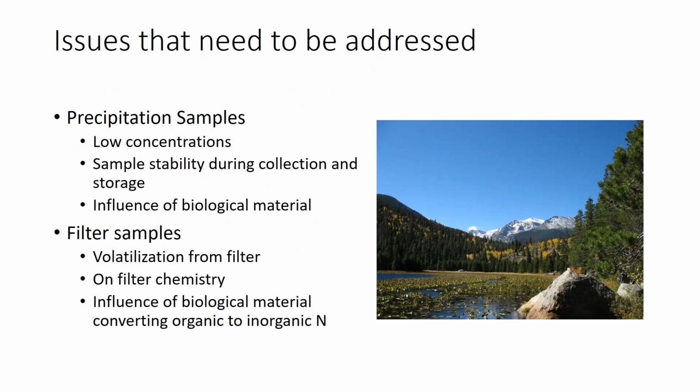Specifically for precipitation samples, we need to address issues related to low concentrations and the stability of the sample during collection as well as storage, and how to minimize the influence of biological material that can change the chemistry of this organic nitrogen while it's sitting, waiting to be collected, or after it's been collected. For filter samples, we can have volatilization of the filter, as I just mentioned. We can have chemistry on the filter, and we can also have that same influence of biological material on the filter, where the organic nitrogen is converted to inorganic by microbial activity.